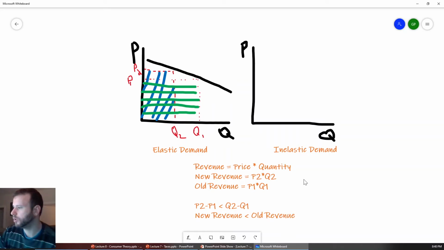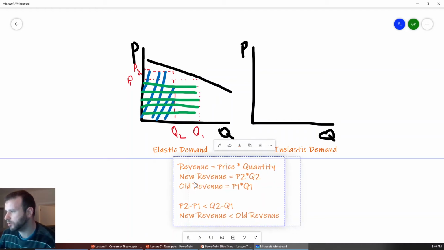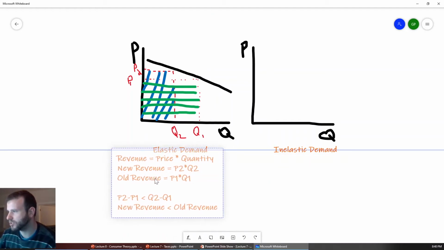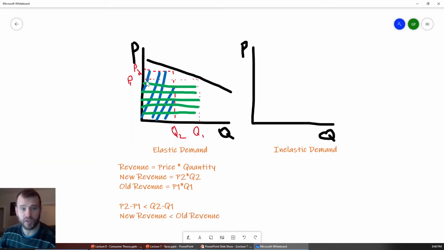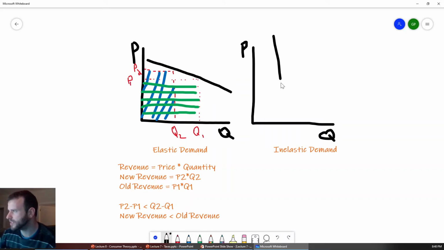All right, so the new revenue is going to be less than the old revenue for elastic demand because, like I said, the easiest way to remember this is price goes up by a little, but you lose so many customers with the price increase. The customer's like, I don't need this product anymore. I can't believe they increased the price on me. Okay? Inelastic demand, on the other hand, will be very steep.